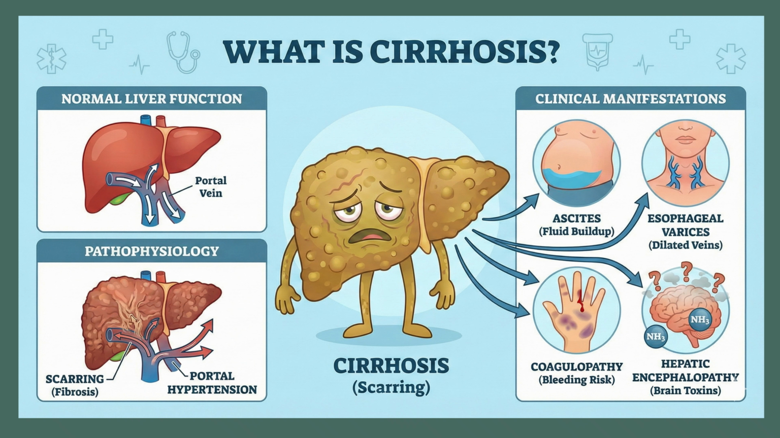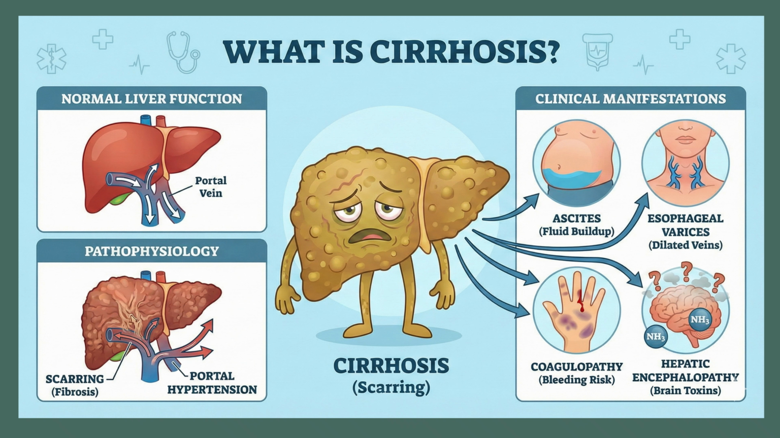Genetic causes like Wilson's disease, copper accumulation, or hemochromatosis, iron overload. Autoimmune cirrhosis is caused by an abnormal immune response. Cardiac cirrhosis is caused by decreased oxygenation of liver cells due to severe right-sided heart failure.